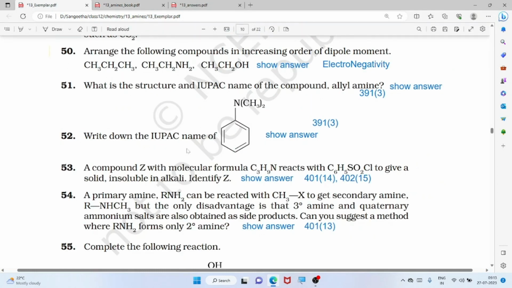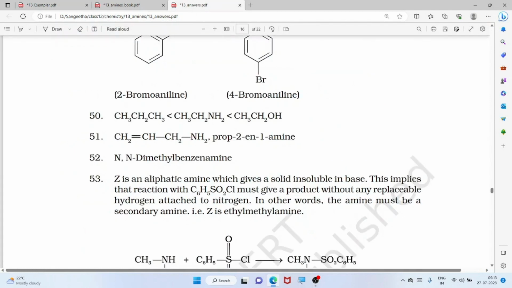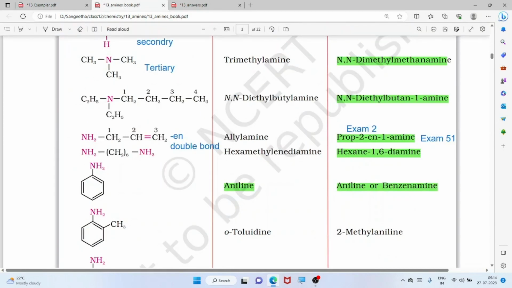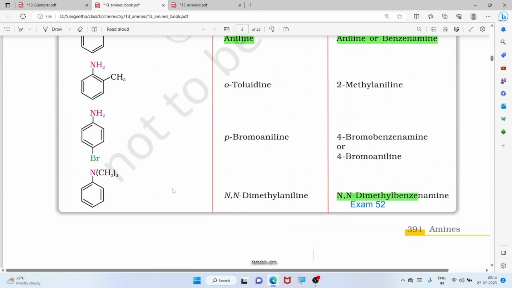Write down the IUPAC name of this. 52. N,N-dimethyl. 52. Okay, this one.